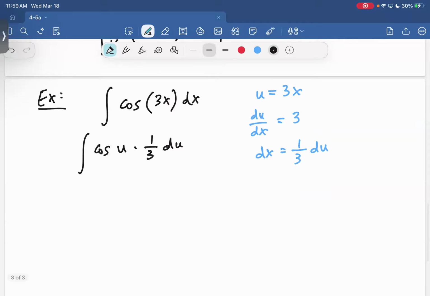Okay, what's the integral of cosine u? So this is my integral, 1/3 sine u plus c. And then my last step is to plug in what u originally was. So it's 1/3 sine 3x plus c.